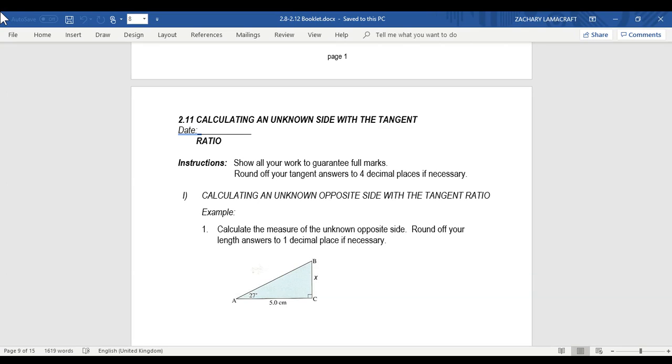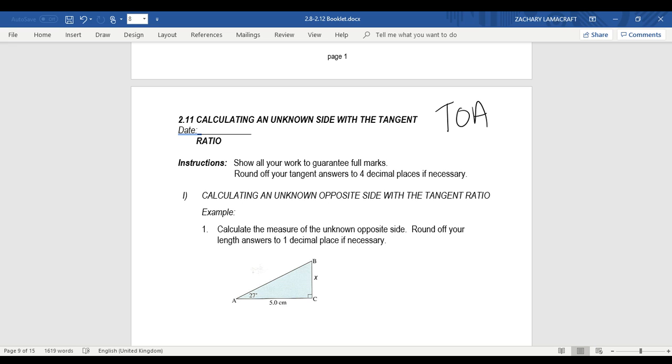Okay, so we're moving on to 2.11, which is calculating the unknown side with the tangent ratio. What was our acronym we used again for tan? TOA, right? So TOA standing for what? Correct. So it means tan of an angle is equal to the opposite side length over the adjacent side length.